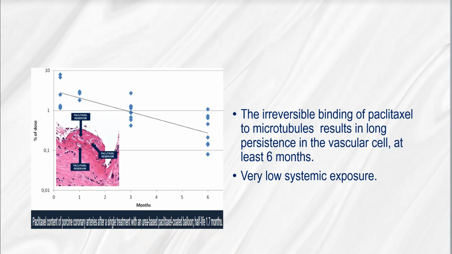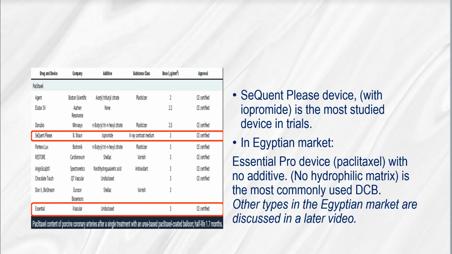Paclitaxel binds irreversibly with microtubules, resulting in a long persistence in the vascular cell of at least 6 months, with very low systemic exposure. The SeQuent Please device with this matrix formulation is the most studied device in trials. In the Egyptian market, the most commonly used drug-coated balloon is the Essential Pro device with no additives added.